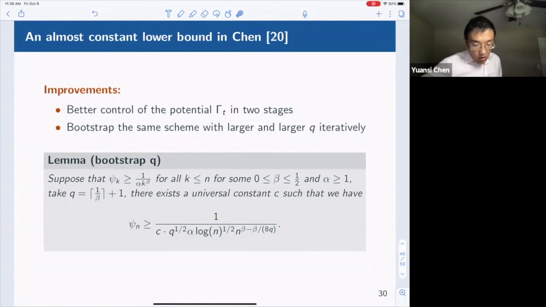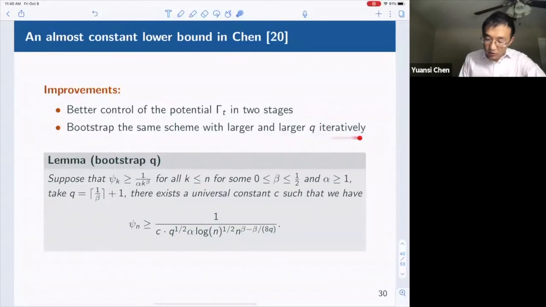We get a better control of the potential Gamma_t in two stages. The first stage of the control I think people in the literature already know about, but the second stage of the control is slightly different, it's new. And the second idea here is that we use a kind of bootstrap scheme that was also originally introduced in some notes by Lee and Vempala, but we refined it.